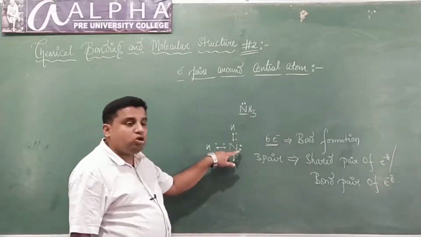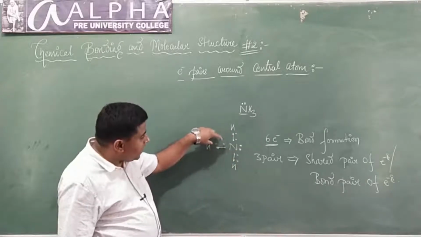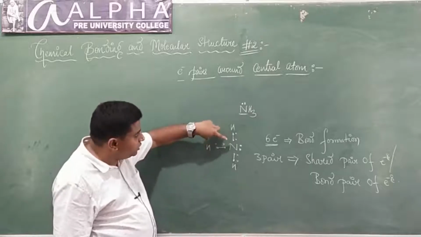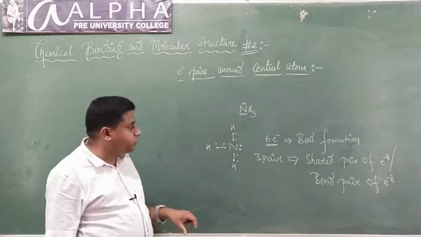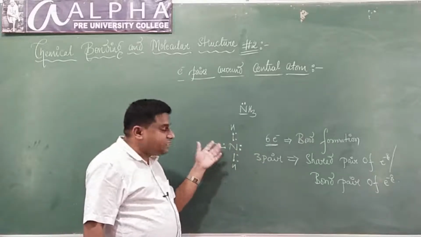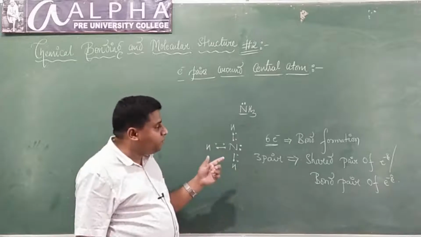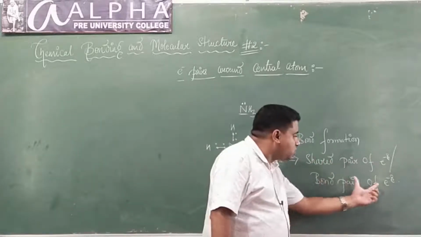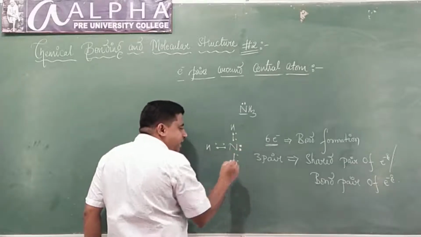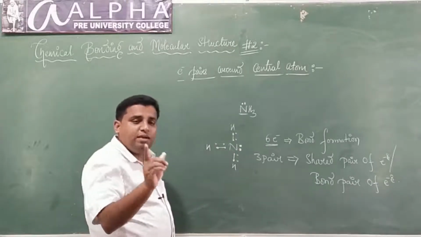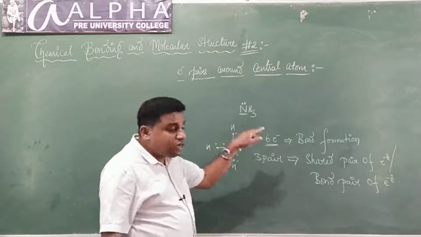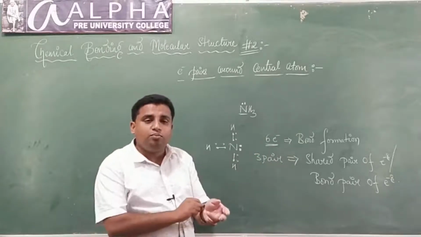Out of 8 electrons around nitrogen, 6 electrons are involved in bond formation between nitrogen and hydrogen. So 6 electrons means 3 pairs, which are called shared pairs or bond pairs of electrons. And the remaining 2 electrons are not involved in any bond formation. Out of 8, 6 are involved in bond formation and 2 are not.